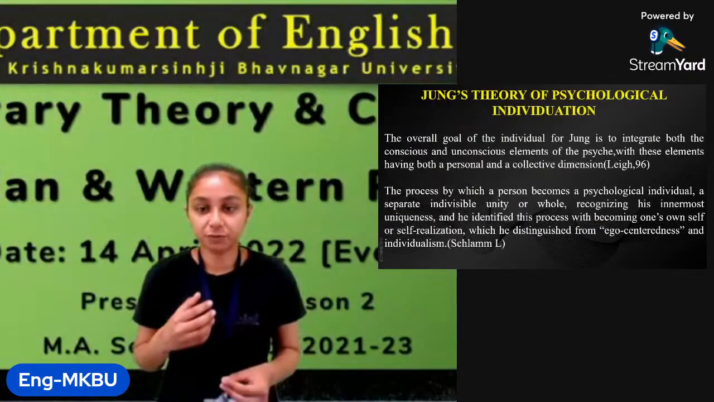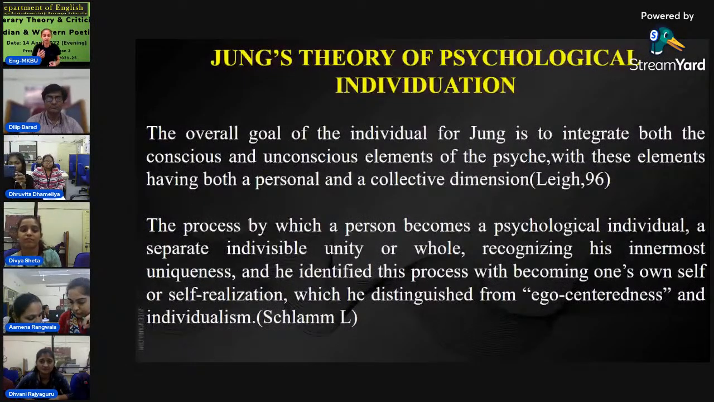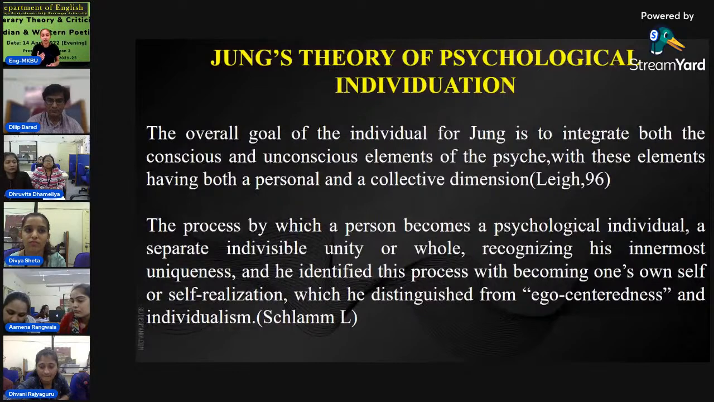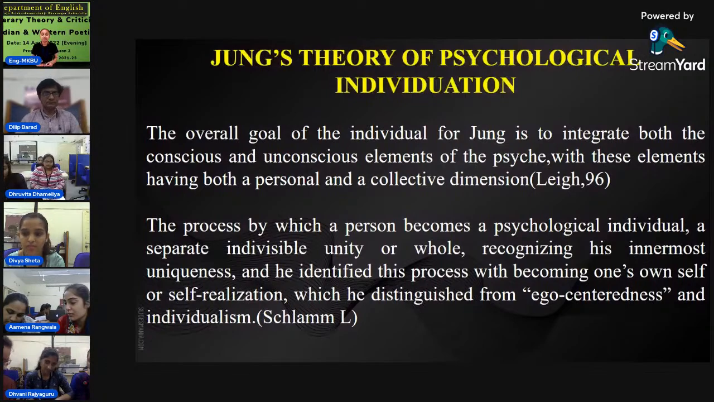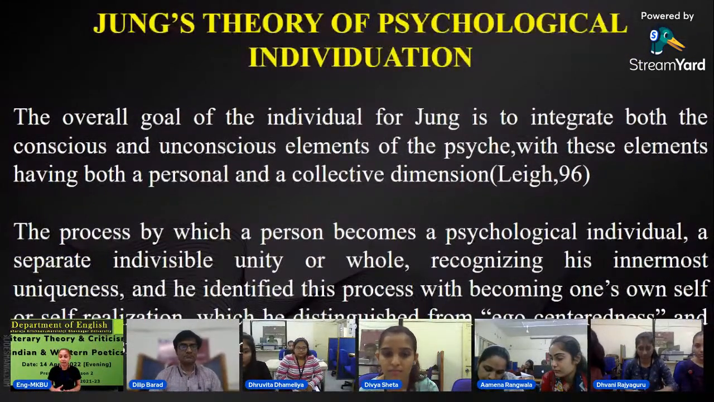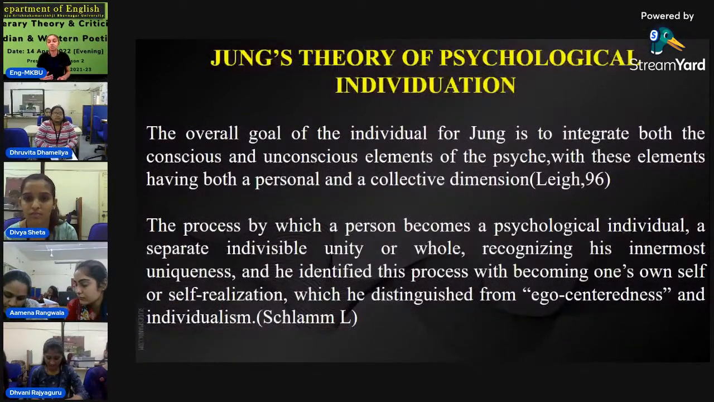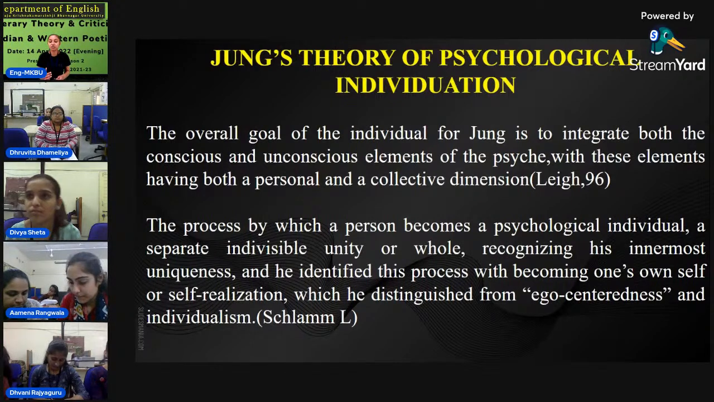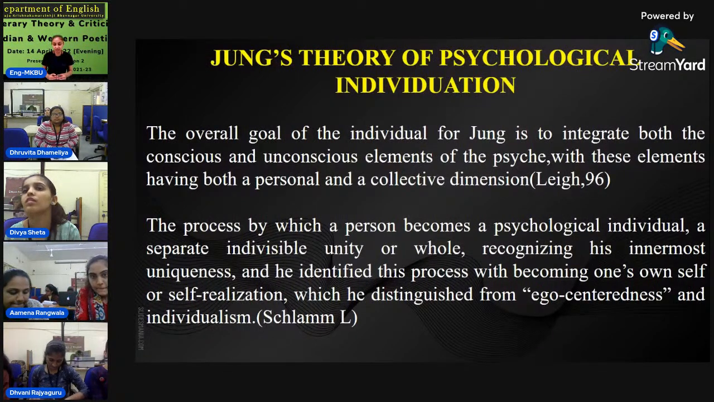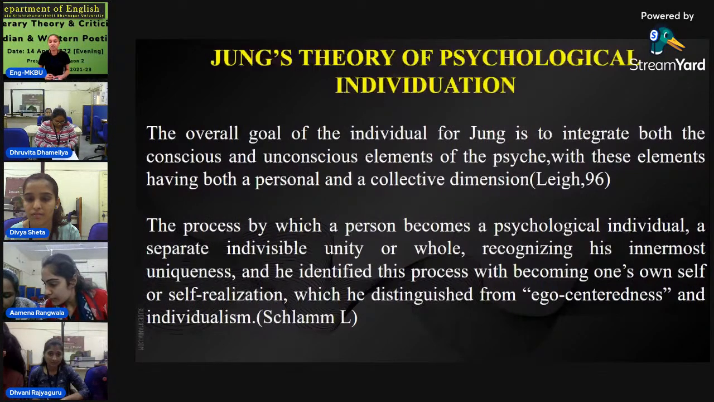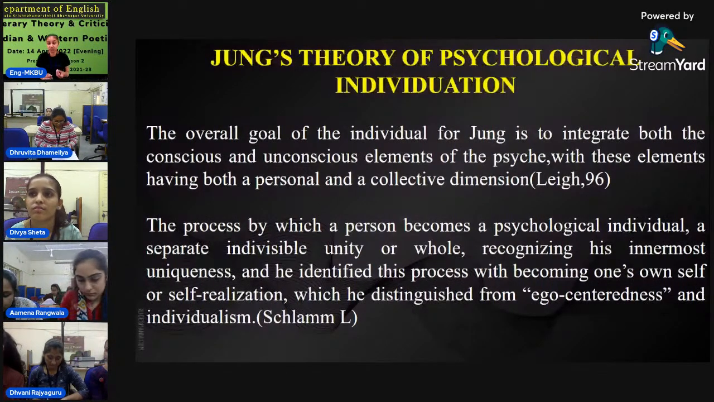Jung's theory of psychological individuation. The overall goal of the individual for Jung is to integrate both the conscious and unconscious elements of the psyche, with these elements having both a personal and collective dimension. The process by which a person becomes a psychological individual, a separate, indivisible unity or whole, recognizing his innermost uniqueness, he identified with becoming one's own self or self-realization, which is distinguished from ego-centeredness and individualism.